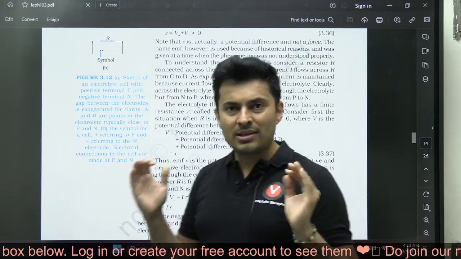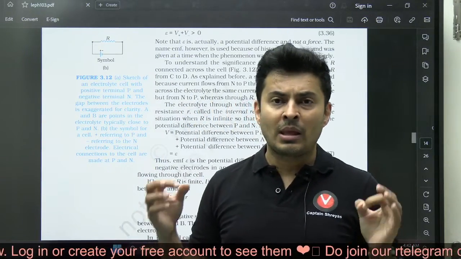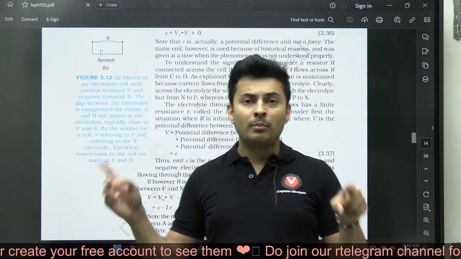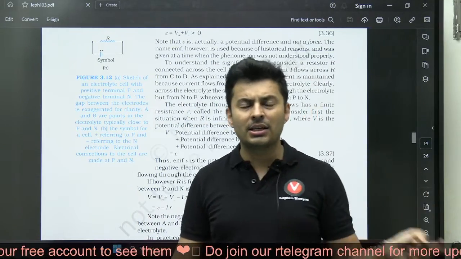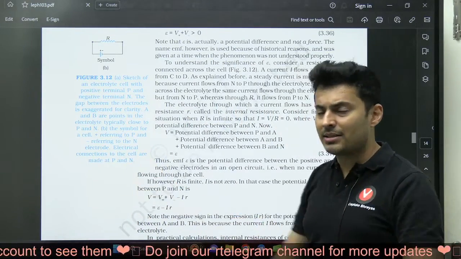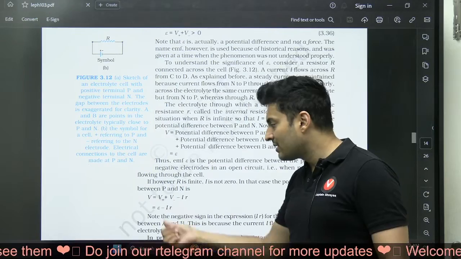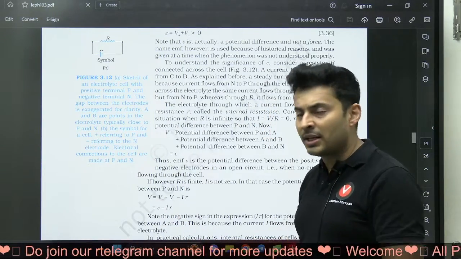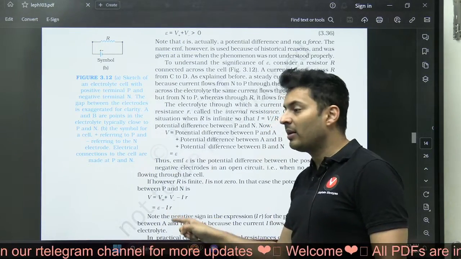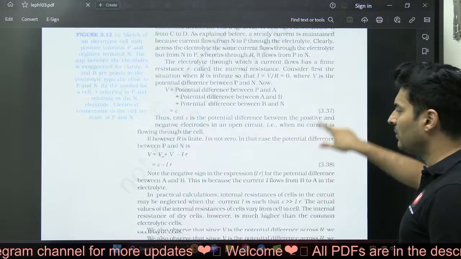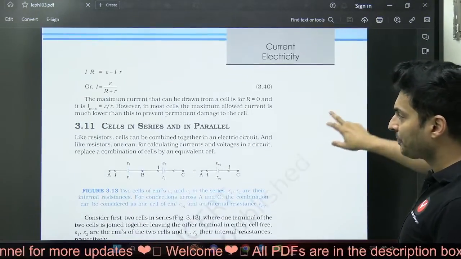Now, the voltage across a battery is never the EMF unless it is an open circuit. But usually when you are charging or discharging, the terminal voltage between the terminals of the battery is E minus Ir when you are discharging. But when you are charging, it will become E plus Ir. Keep that in mind. That's how it is.